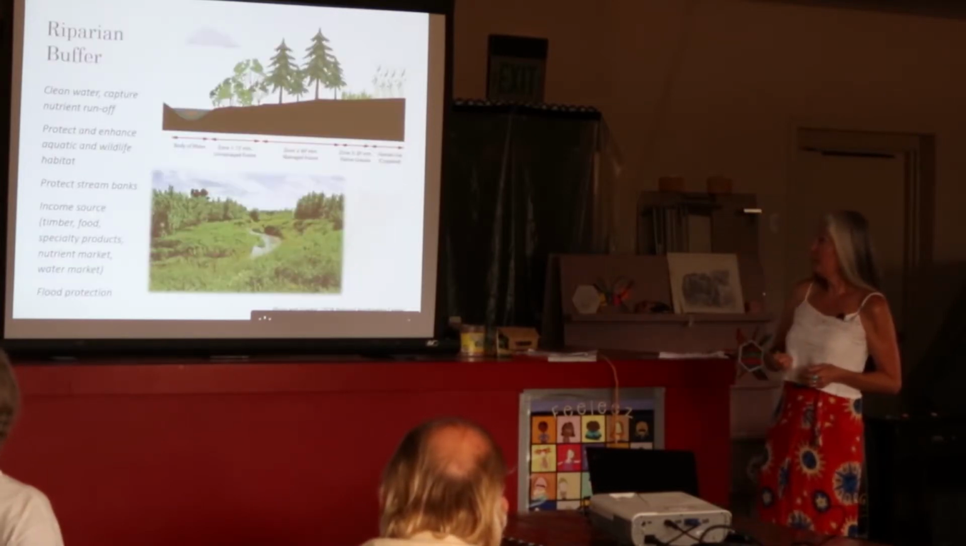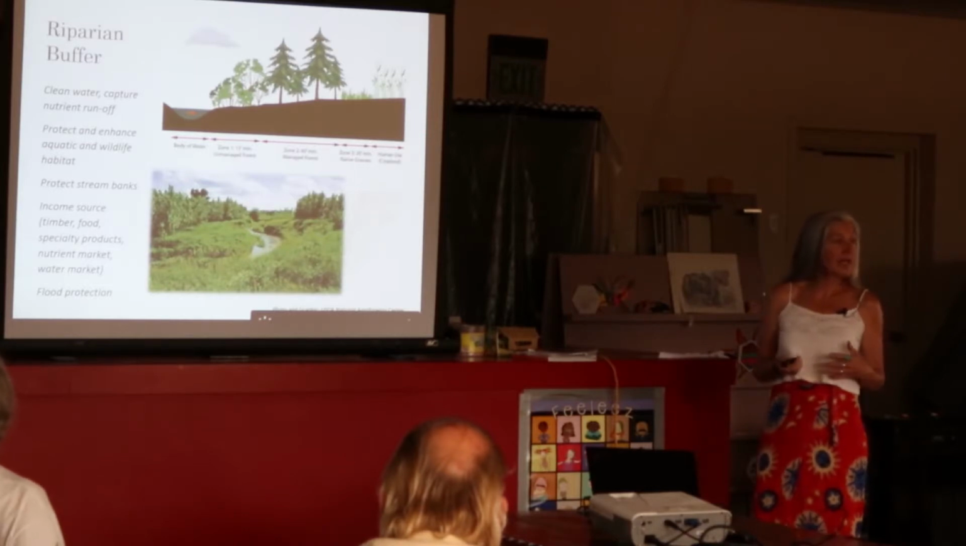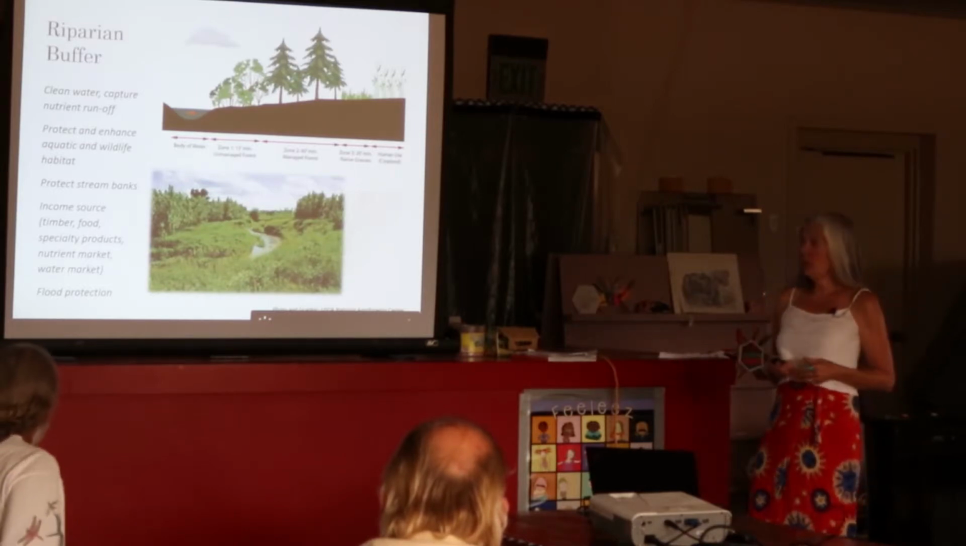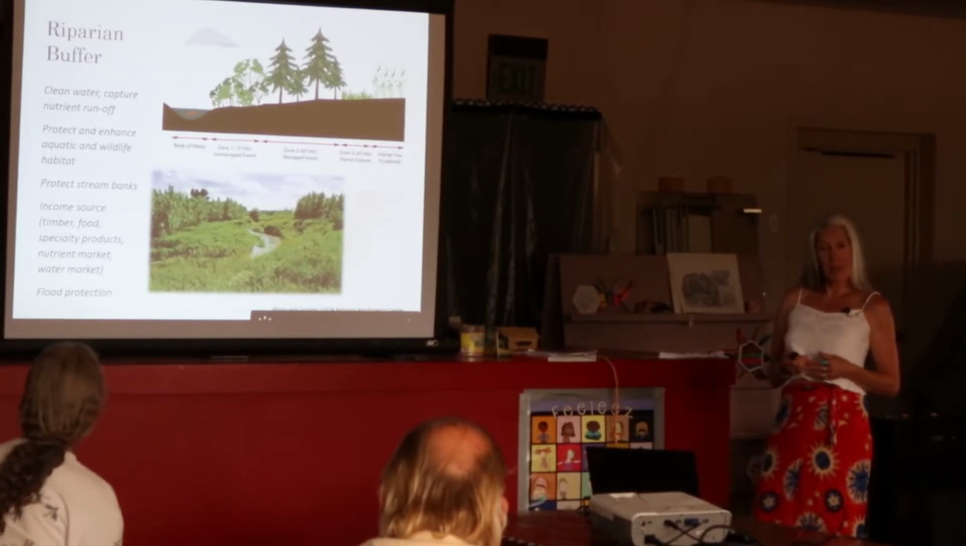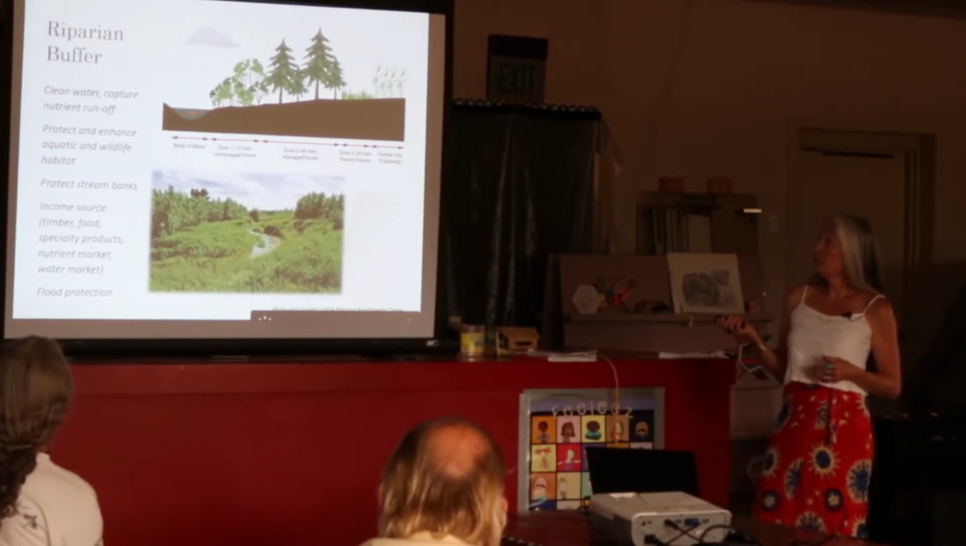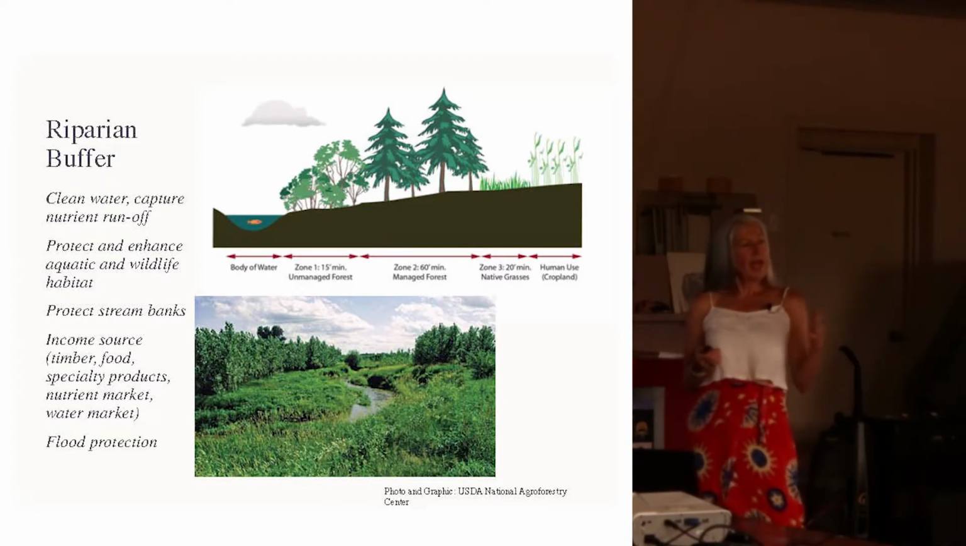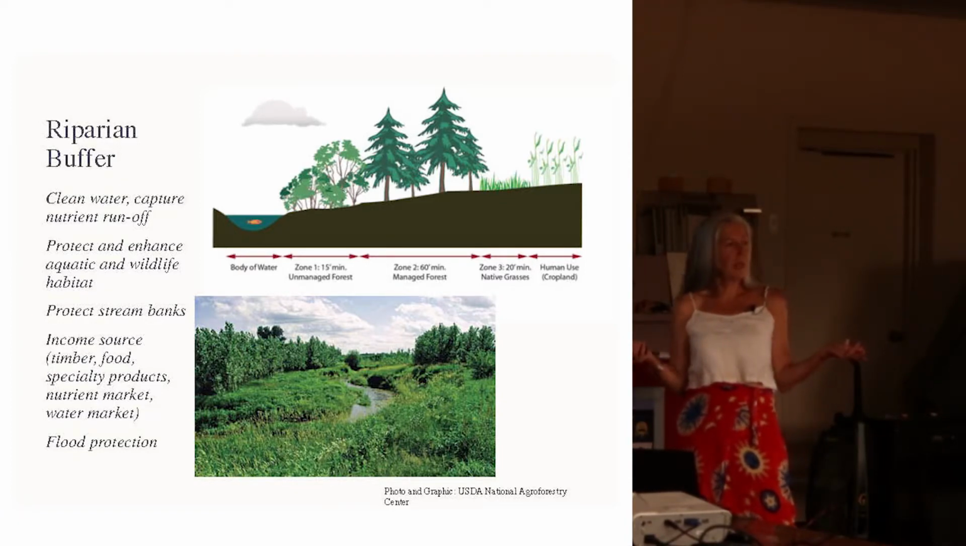And riparian buffers. Again, these can be highly productive areas. Again, plants that can withstand some flooding, but these can be highly productive. They don't just need to be, you know, let's get some utilitarian species in there. And by productive, we can be talking about basket making.